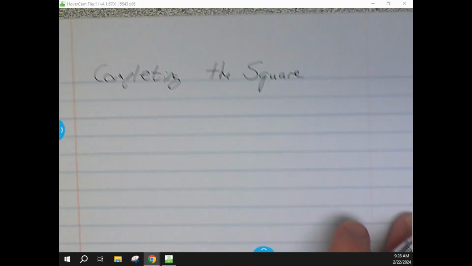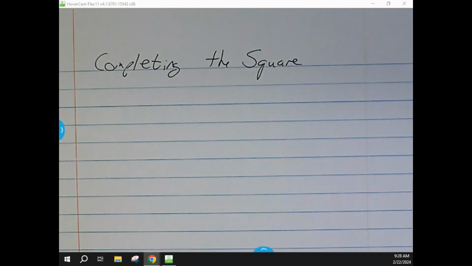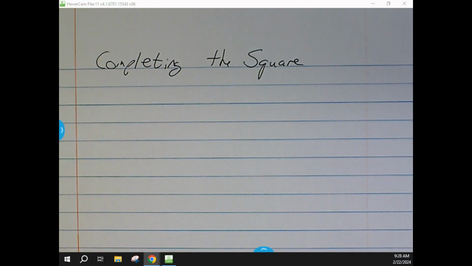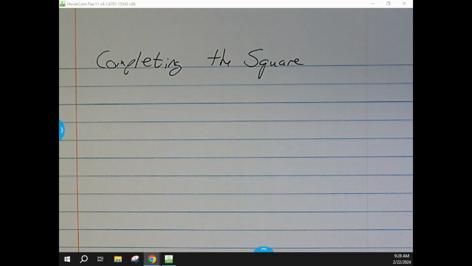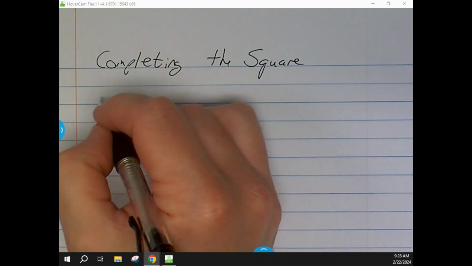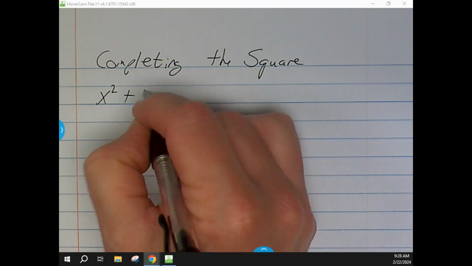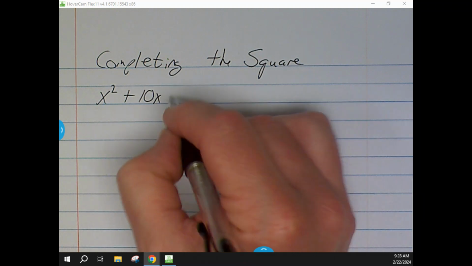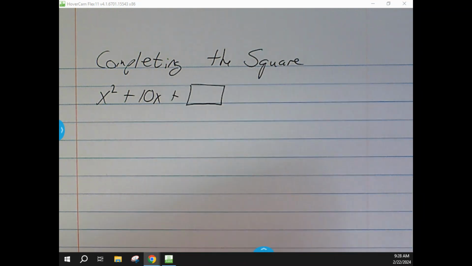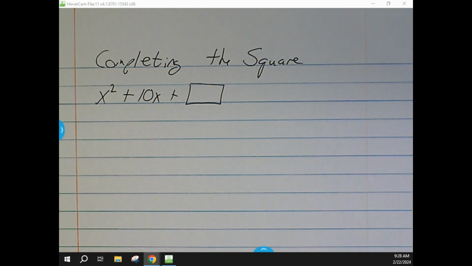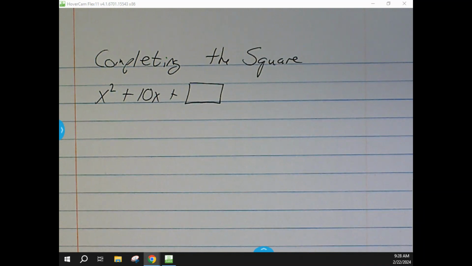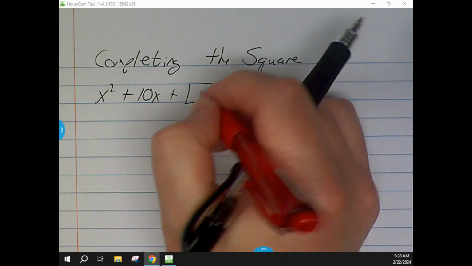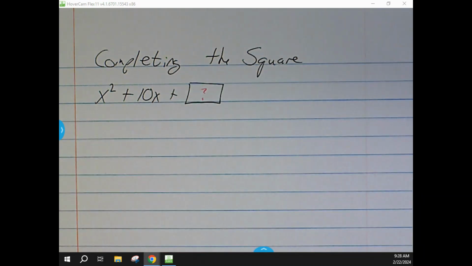Okay, so they're going to ask you to complete the square, but I'm going to ask you a very specific problem on this one, not just the general ones. This is going to be one of those problems where they give you something like x squared plus 10x plus a box. It should look that exact same way in MathXL. You get x squared plus 10x plus, and they're basically wanting you to find out what number would go right here.